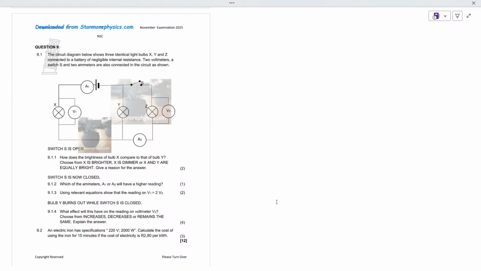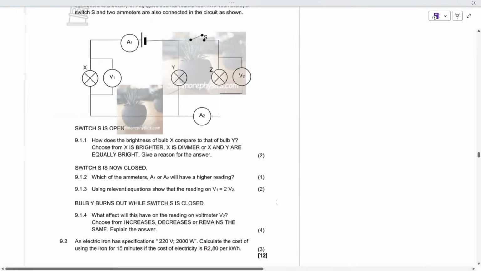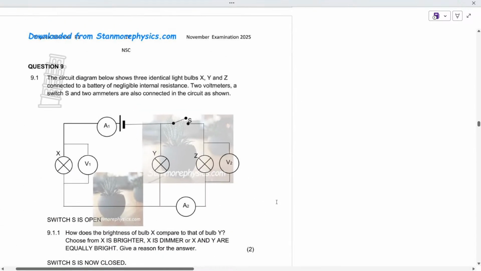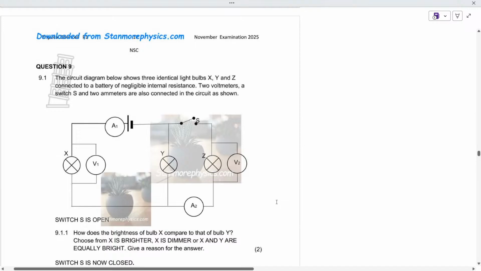Please zoom in a bit. Okay, thank you. Is it fine now? Yeah, it's okay. Okay, let me just see something. I want to see the time. Okay, let me just do this.